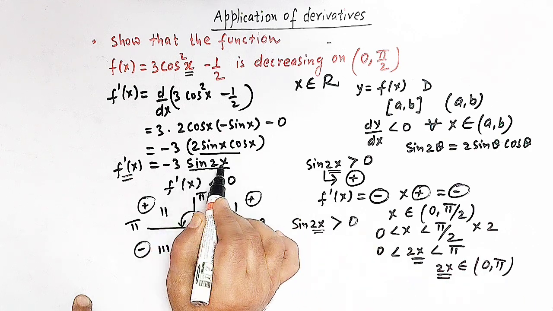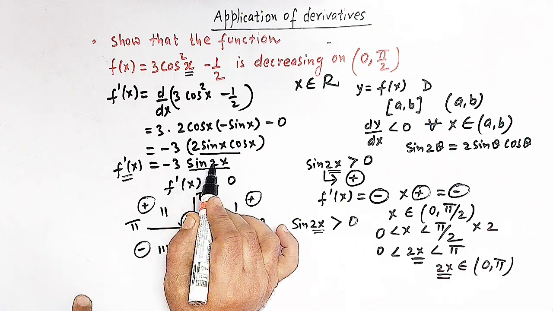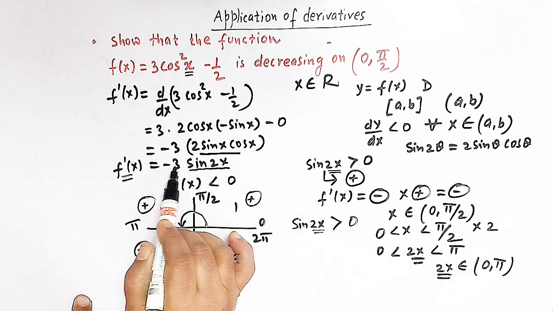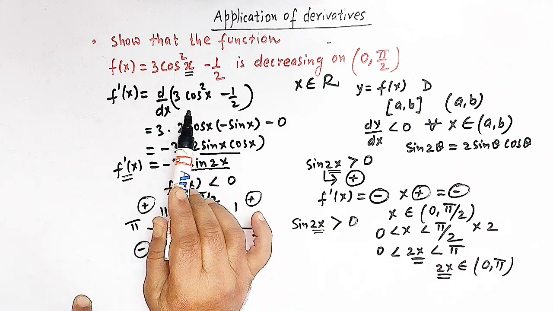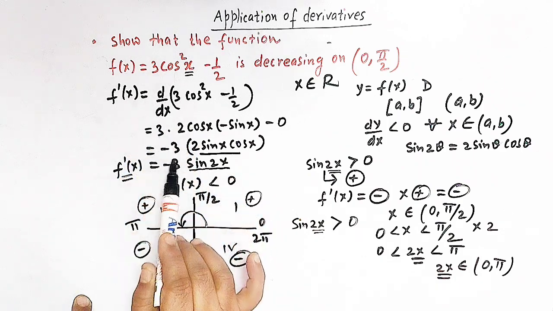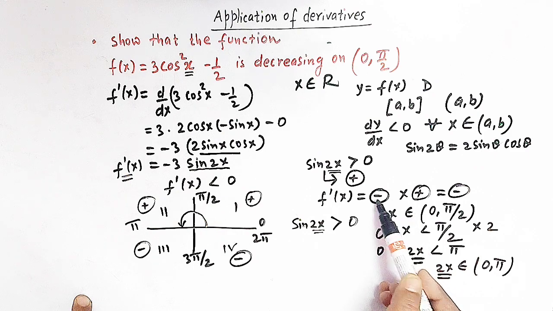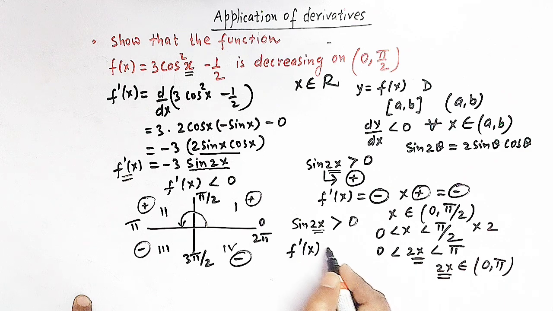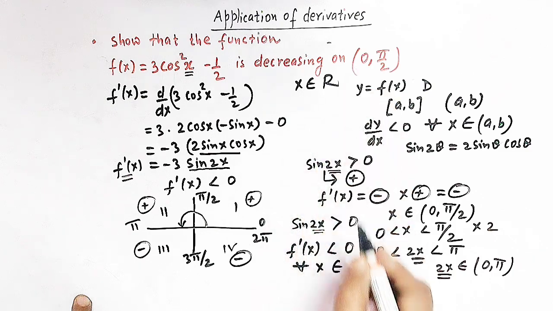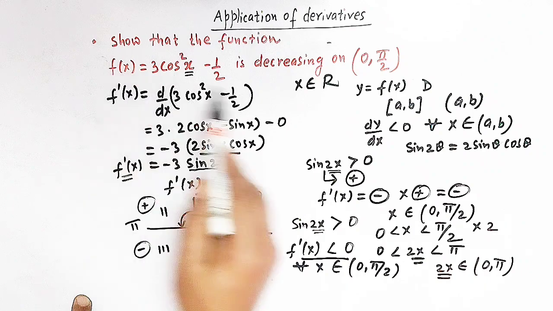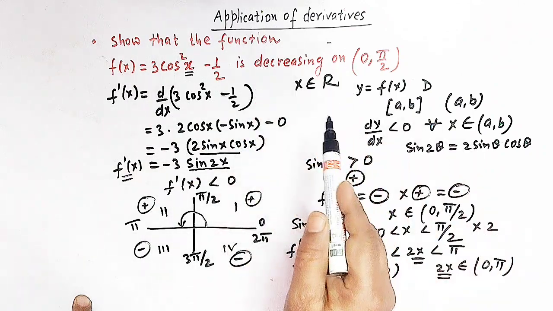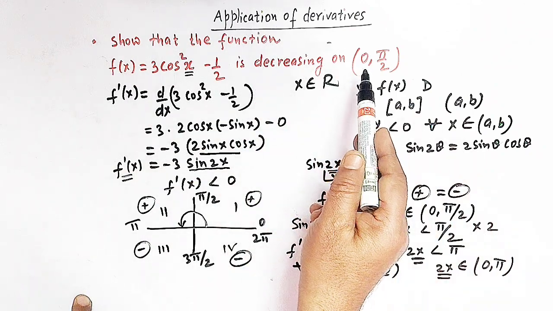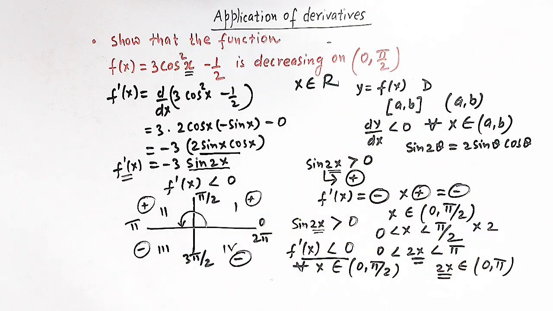So now here sine 2x is greater than 0, that is it is positive, and here we have already a negative sign due to the derivative, and the product of negative and positive is negative. So f prime of x is less than 0 for all x belonging to 0 to pi by 2, and it suggests that this function f of x is a decreasing function, or a strictly decreasing function, on this interval 0 to pi by 2.